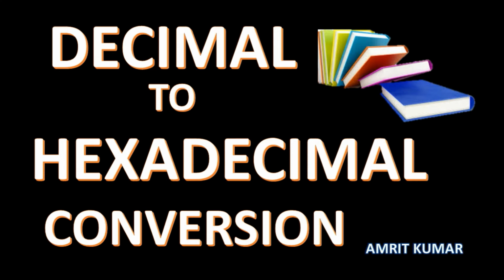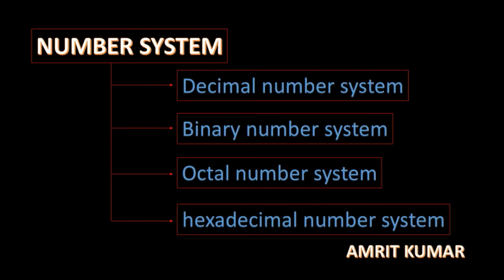So let's look at the number system. The number system has been categorized into these four categories: decimal number system, binary number system, octal number system, and hexadecimal number system. We have learned that the base of a decimal number is 10, the base of a binary number is 2, the base of an octal number is 8, and the base of a hexadecimal number is 16.